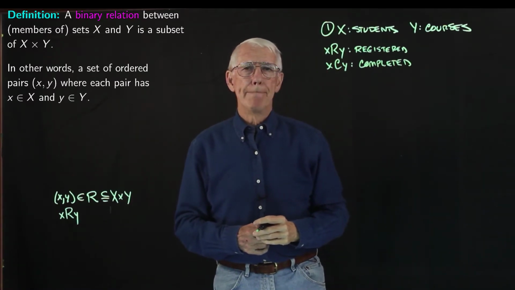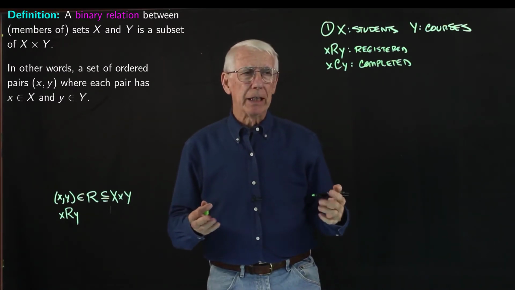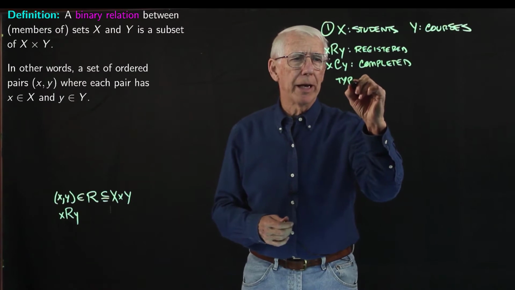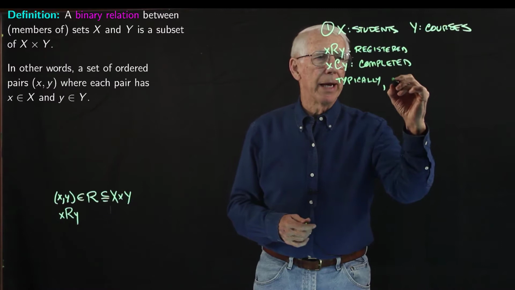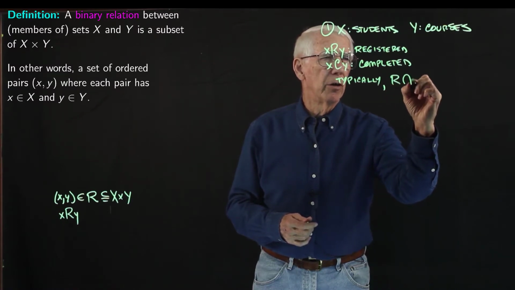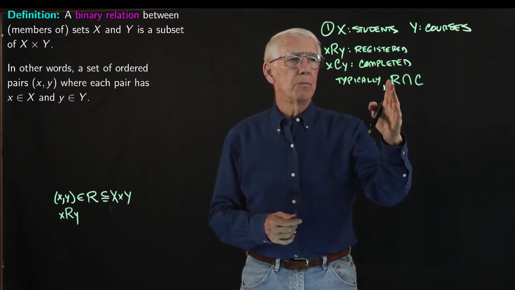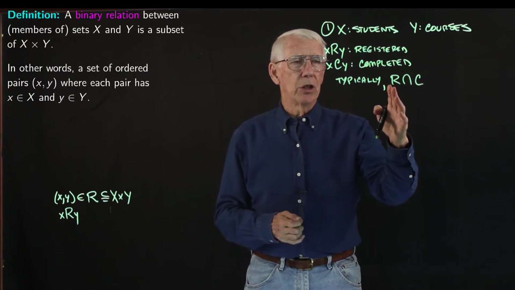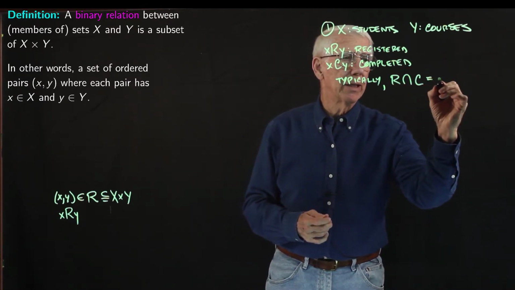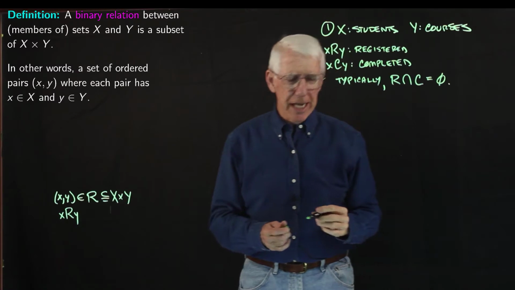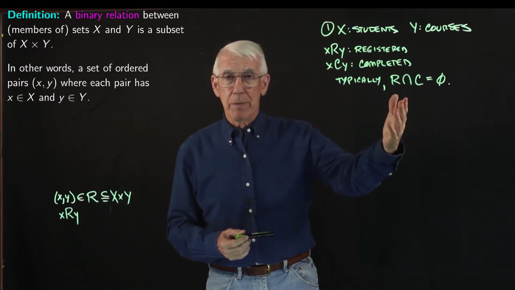Now, we might expect, at least typically, so let's write typically here, because I want to emphasize this isn't necessarily the case. Typically, we might expect that the relation R and the relation C are disjoint. That is, there's no student who's both registered in a given course and also has completed the course. So we might expect this to be the empty set. Now, again, that doesn't have to be the case, but we might expect that typically to be the case.